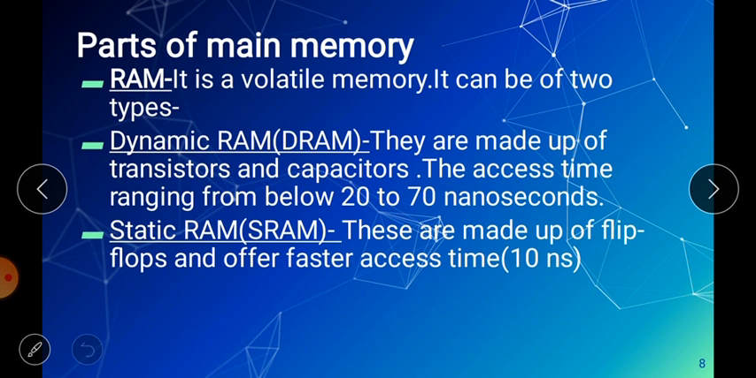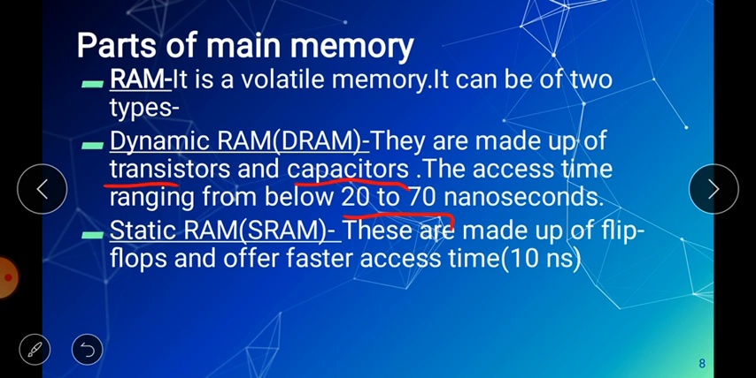Now here the types of RAM are given. There are two types of RAM given here, that is dynamic RAM and static RAM. Previously when the computer system was new, they were using the dynamic RAM, and the components used in the dynamic RAM are the transistor and the capacitor. These are the points to be memorized, and the access time is between 20 to 70 nanoseconds. Means when you want to write or read anything from the memory, the access time is 20 to 70 nanoseconds, means the time is greater.